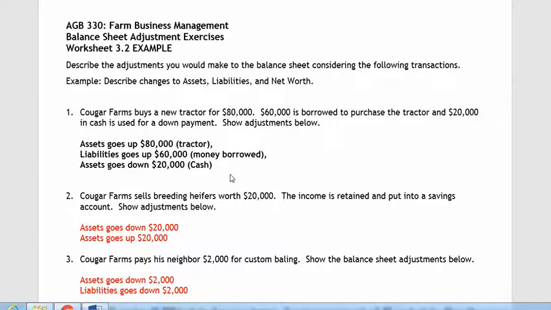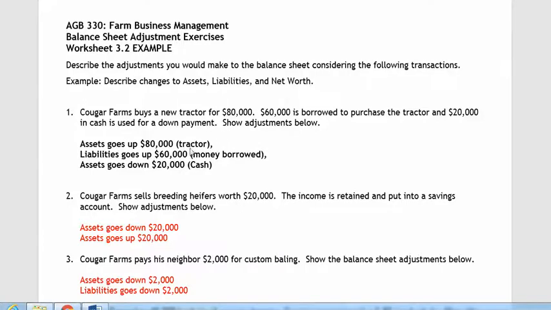So what I just want you to do is show us what happens to assets, liabilities, and net worth. Always remember, you can divide a balance sheet in half, and that's what we do on our problems. The assets are on the left-hand side, and the liabilities and net worth on the right-hand side. And always remember, what happens on the left-hand side has to equal what happens on the right-hand side. The overall change must be equal. So let's take a look.